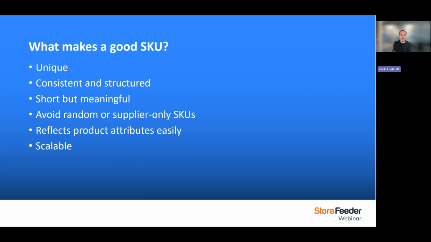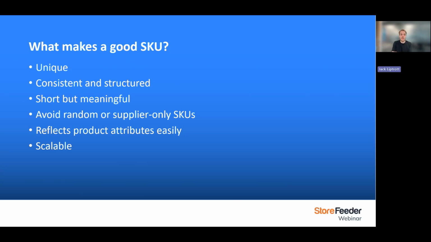It wants to be consistent and structured. So short enough that it's easily readable, but also containing enough meaningful information so it can be easily interpreted. It might be that people who aren't as familiar with your business join, and you don't want them to be asking you, well, what does this SKU mean? If it's just a collection of seemingly random letters or numbers, you want them to be able to look at it, interpret it, and know roughly what it is, or at least have an idea just from the SKU before having to look at any more information in the product.